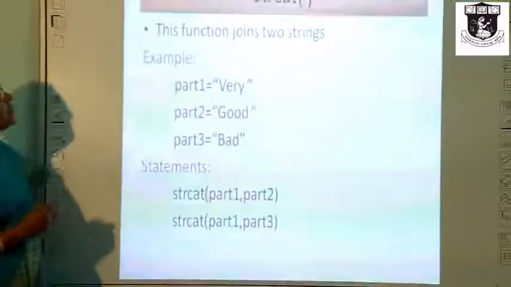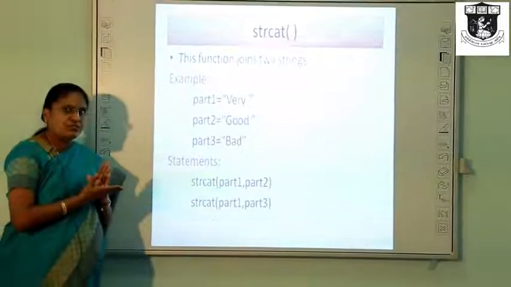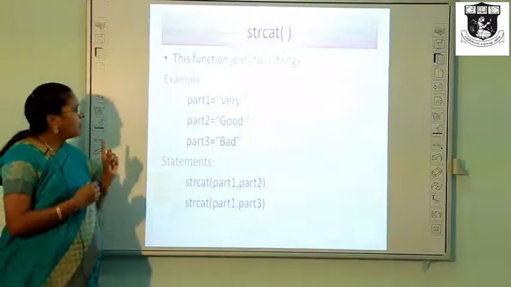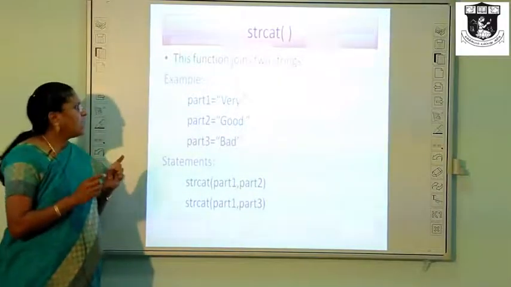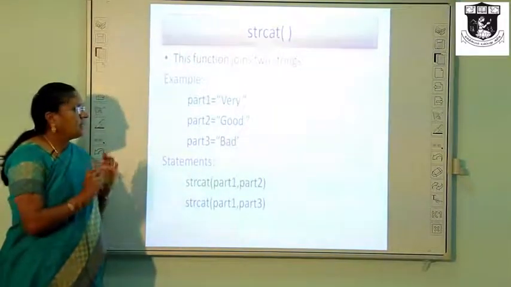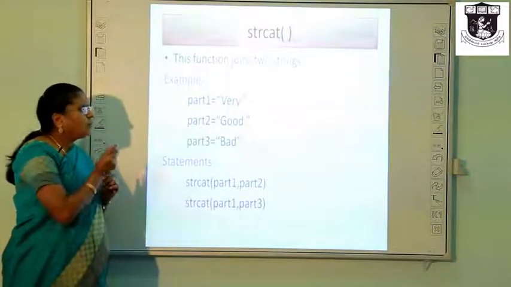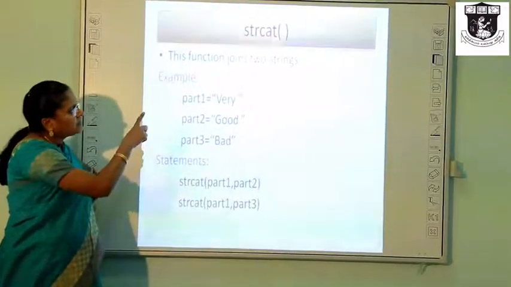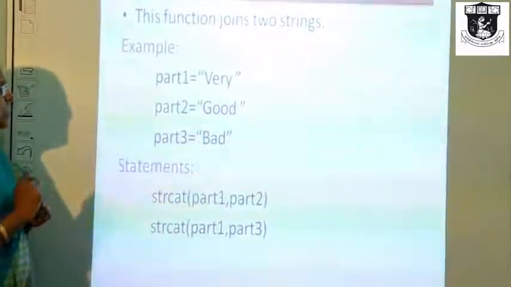Now you see the first one, strcat. strcat means concatenating or joining two strings. With an example I'll show you here. First example: part1, part2 and part3 are three string variables and they have the values very, good and bad. You can make a note of it. After very there is a space and after good also there is a space. So how it will be represented is, you'll have an array format over there with a representation of very and good.